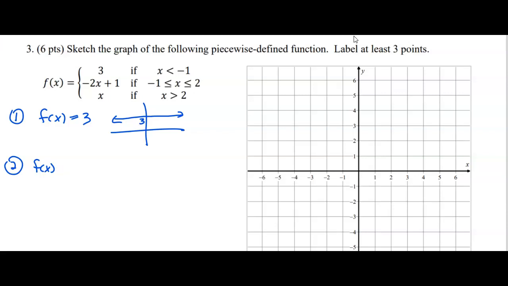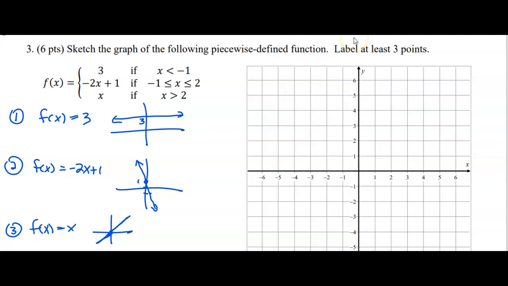The next one, f of x equals negative 2x plus 1. That is slope-intercept form, crosses at 1 and then goes down to the right 1. And then the third equation, f of x equals x, is the line that goes up from the third quadrant to the first quadrant, slope 1, intercept 0. Okay, now we're only taking pieces of this.